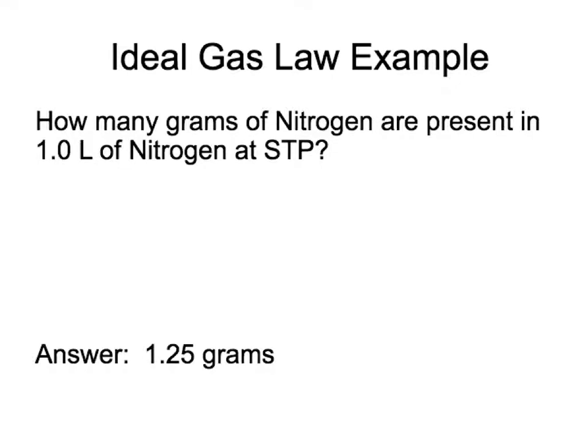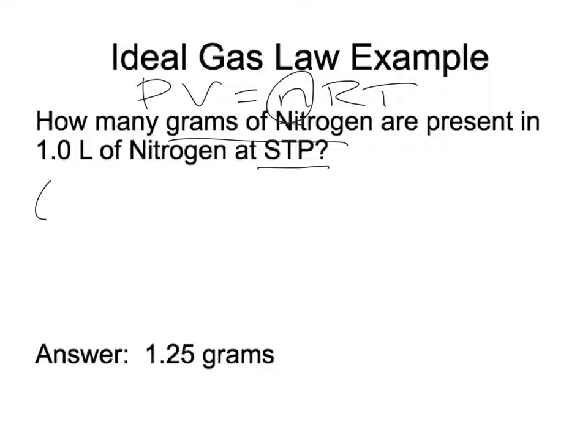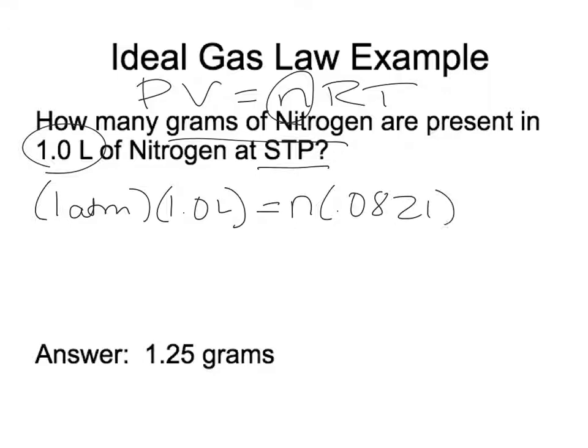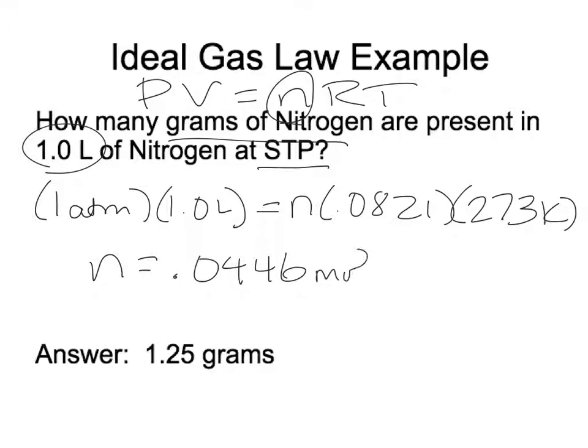For this one, it's still the same thing, one set of conditions, PV equals nRT. And it asks for how many grams. So what we're first going to do is solve for moles, and then we will convert. We are at standard conditions. Our pressure then, standard pressure is 1 atmosphere. We're told we have 1 liter. We're solving for N. And temperature is standard temperature, STP, standard temp, is 273. So we're going to solve for N, and that should turn out to be 0.4006 moles.